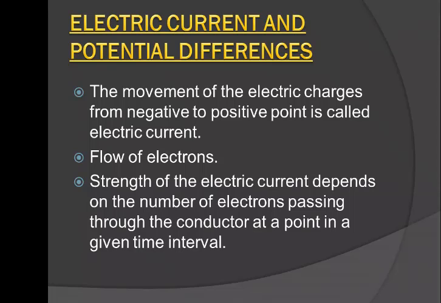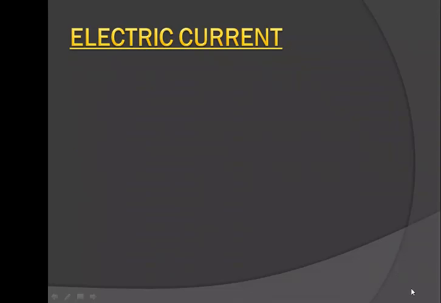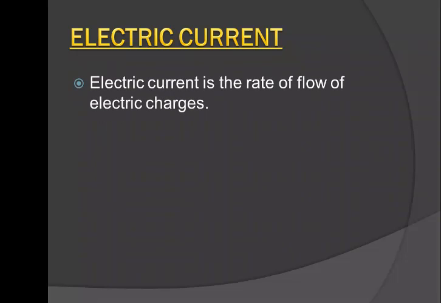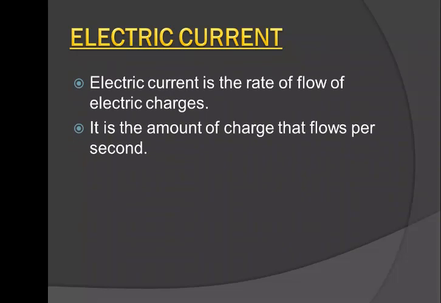Now the strength of the electric current depends on the number of electrons passing through the conductor at a point in a given interval. So the more electrons pass through a conductor, the stronger the electric current will be. If we define electric current according to your book, we can say that electric current is the rate of flow of electric charges. It is the amount of charge that flows per second.